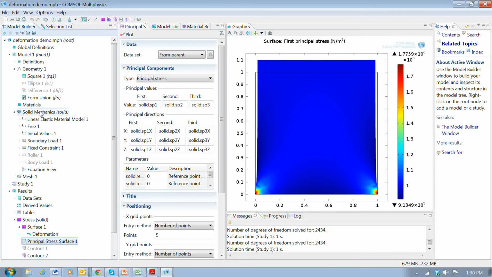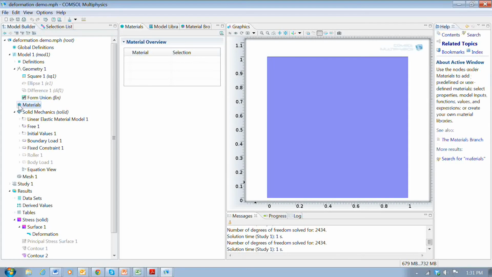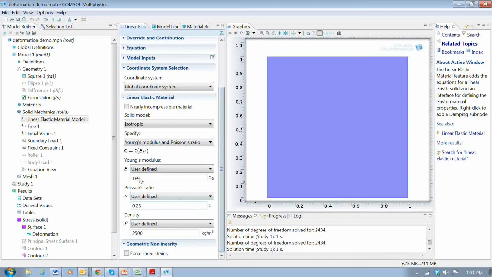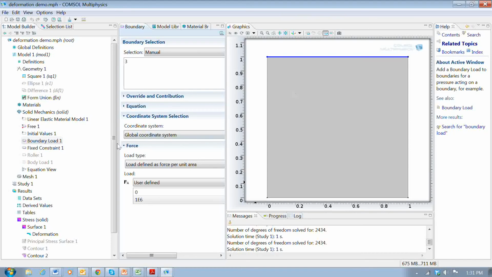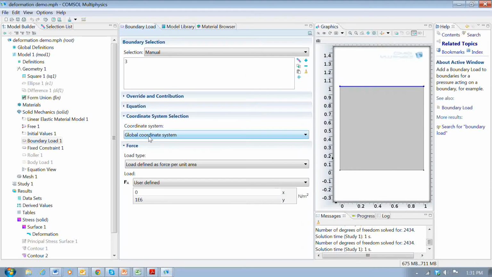And here's the setup. It's a solid mechanics physics interface, and what I did for this example is to just type in the parameters here, and then the boundary condition here is a boundary load, and here's where the global coordinate system is used for the type of boundary condition, and it's y 1 times 10 to the 6th. It's positive, so it's acting in that direction.